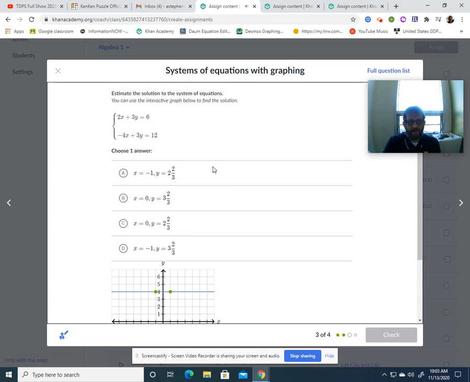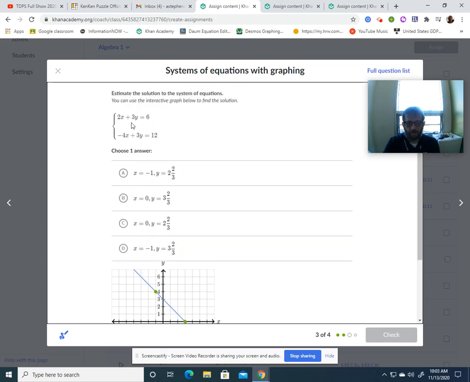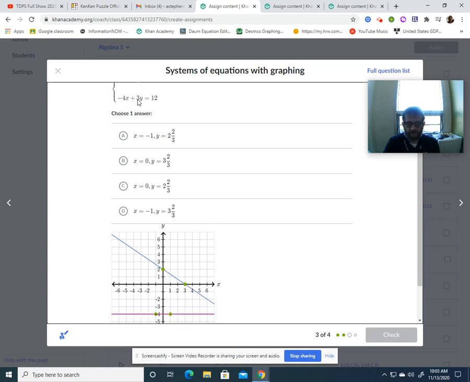We're going to graph, again, not in slope-intercept form. So we're going to try to use our intercepts. If y is 0, then 2 times 3 would give me 6. So that goes through the point (3, 0). If x is 0, then 3 times 2 gives me 6. So that goes through the point (0, 2). So there's the first graph. The next one, if y is 0, negative 4 times negative 3 would give me 12. So that goes through the point (negative 3, 0). If x was 0, then 3 times 4.